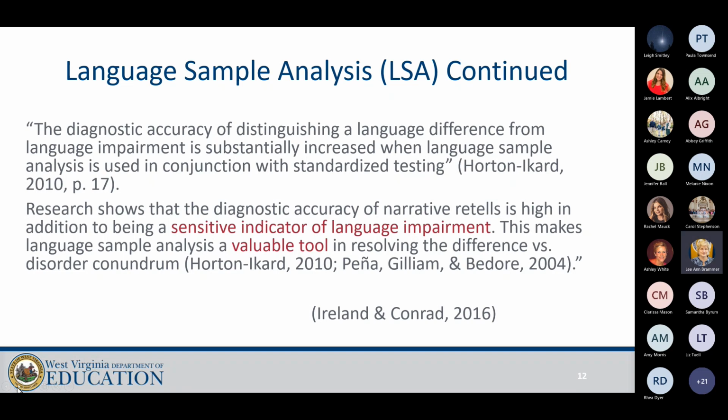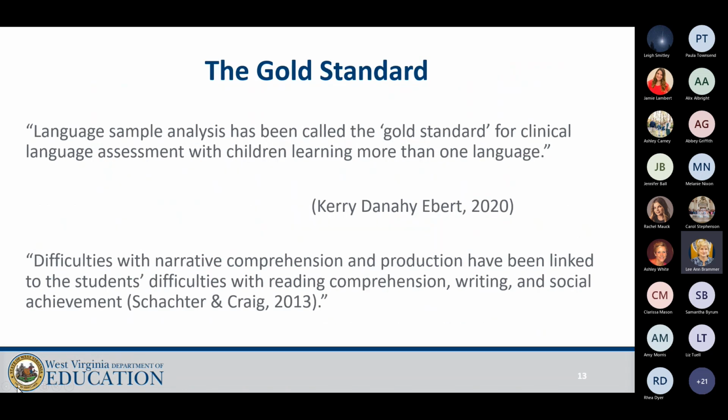And just the fact that it's a sensitive indicator of language impairment, I think is really important for you to remember. Here's the information about it being the gold standard for English learners, and difficulties with narrative comprehension and production have been linked to students' difficulties with reading comprehension, writing, and social achievement.